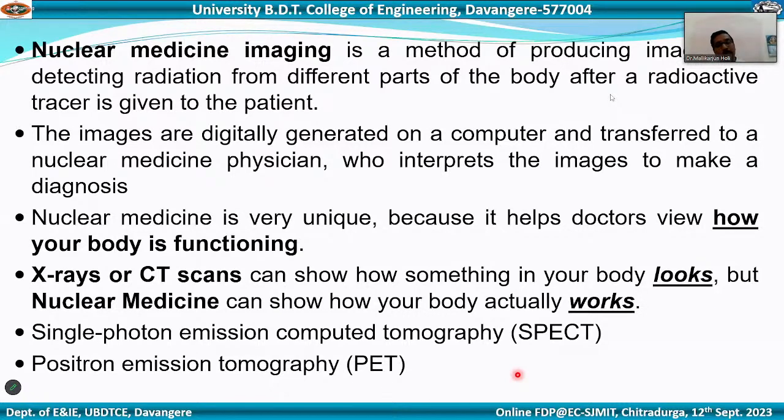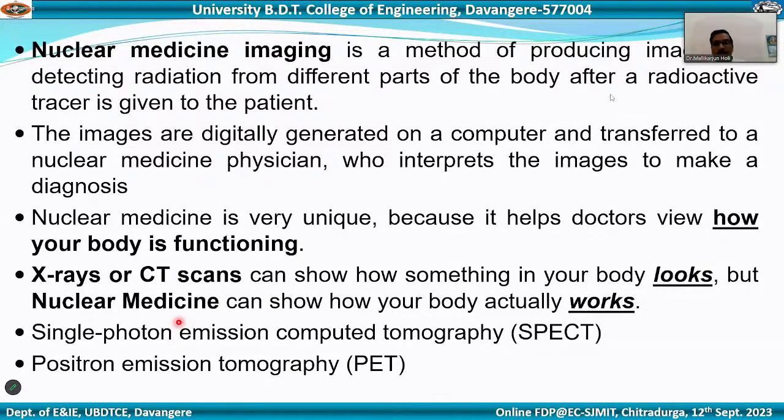So that's how your body is functioning. You will not get the functioning of a body organ or a tissue from other imaging, but from nuclear medicine imaging, you can come to know whether a particular tissue is functioning properly or not. That's why X-ray, CT, and MRI provide how the body and tissue look, while nuclear medicine provides how tissue works.